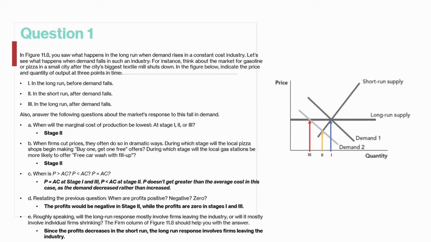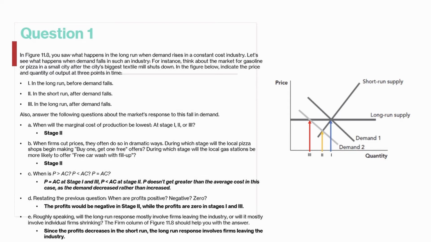Since the demand has gone down, the profits would be negative in stage 2, while the profits are zero in stage 1 and stage 3. They're never positive. Roughly speaking, will the long run response mostly involve firms leaving the industry, or will it mostly involve individual firms shrinking? What we learned before is that when P is less than AC, this is when firms will start leaving the industry, and the demand will start increasing for other firms, which will raise it back to its former glory. So since the profits decrease in the short run, the long run response involves firms leaving the industry.